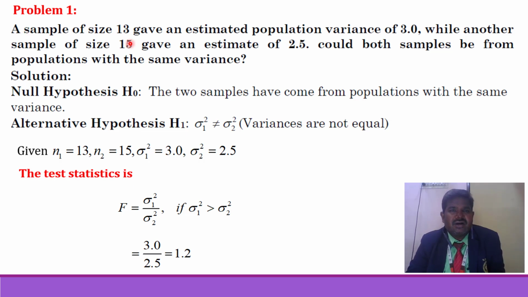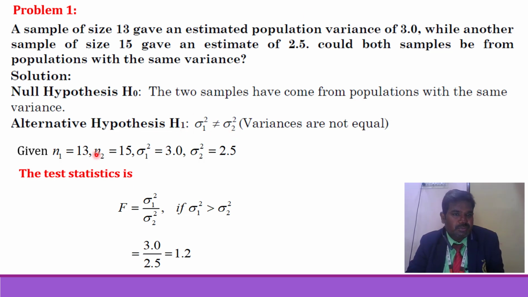A sample of size 13 gave an estimated population variance of 3, while another sample of size 15 gave an estimate of 2.5. Could both samples be from populations with the same variance? So we need to analyze the variance, so we use the F test. Now we can choose the null hypothesis H0: the two samples have come from populations with the same variance. The alternative: both are not the same, so variances are not equal, sigma 1 square not equivalent to sigma 2 square.